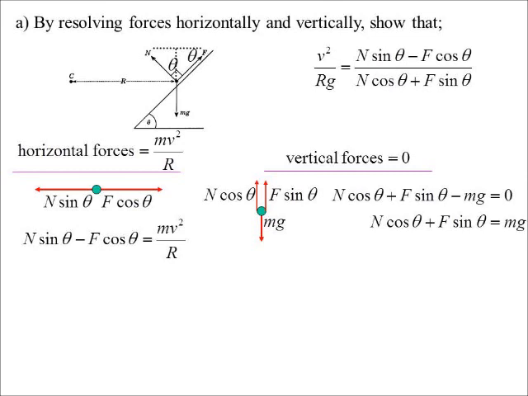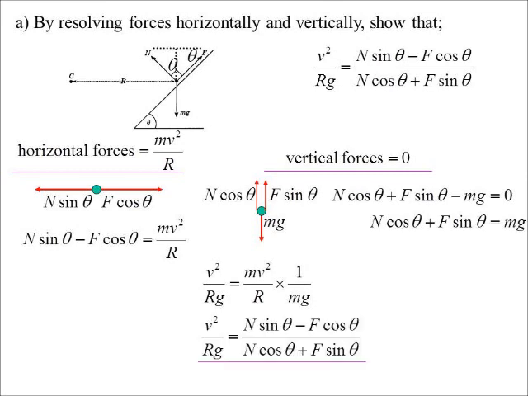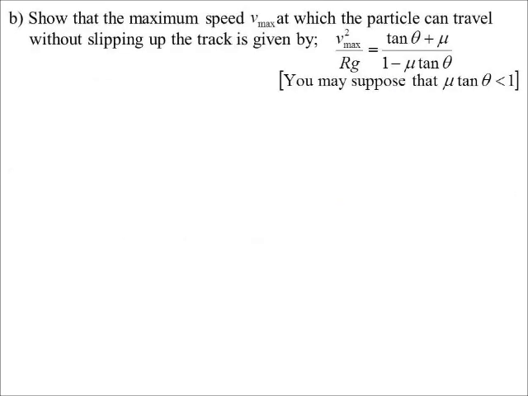We should now be able to create this fraction. We've got the two things we need: n sine theta minus F cos theta over n cos theta plus F sine theta. Now, why on earth I'm doing it this way, I have no idea. What a weird way of setting it out. The easier way would have just been to say mv squared on r divided by mg, which is what I've got, and that is, of course, v squared on rg. So it's an interesting way of setting it out, but we've got the answer. We've shown it is v squared on rg.